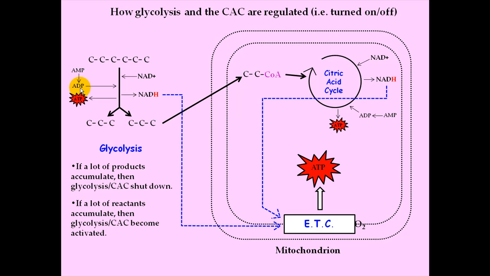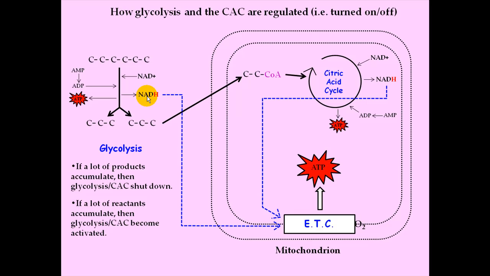So if there's a lot of ADPs around, it's a sign that the cell is short on ATP, right? It's a sign that the cell has used up a lot of ATPs and would probably like more. Same thing with NAD, right? So if there's a lot of NADs suddenly accumulated inside of the cell, it's a sign that the cell is maybe starving for NADHs.